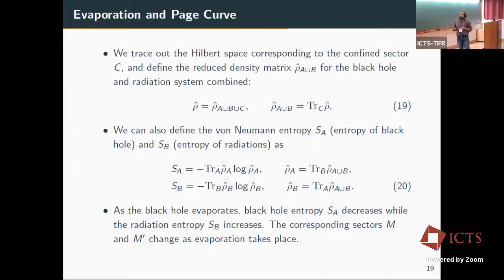So as the black hole evaporates, the black hole entropy SA will decrease because the size of the deconfined sector will decrease. So there will be a smaller number of degrees of freedom associated to that. And the radiation entropy SB will increase.